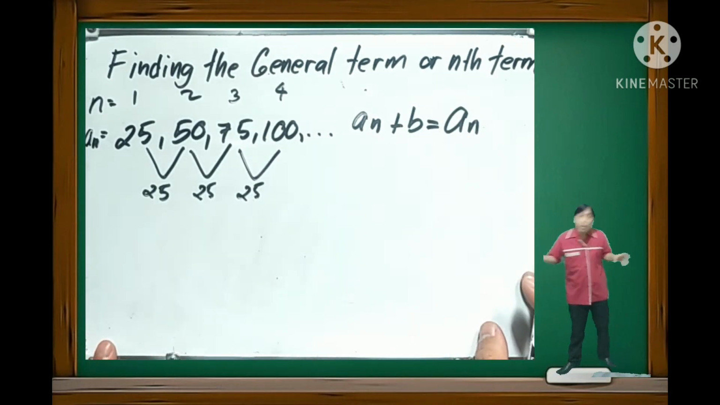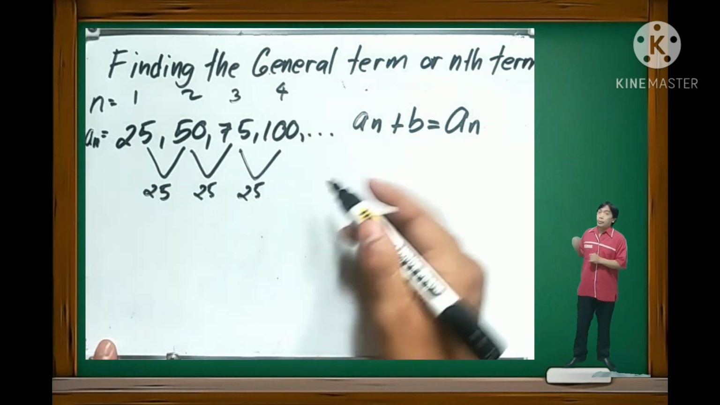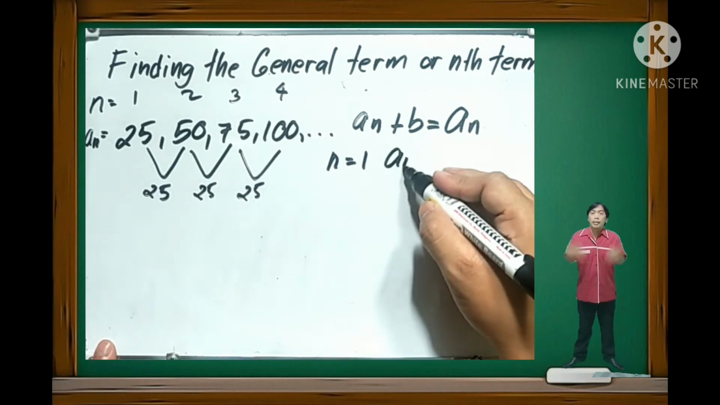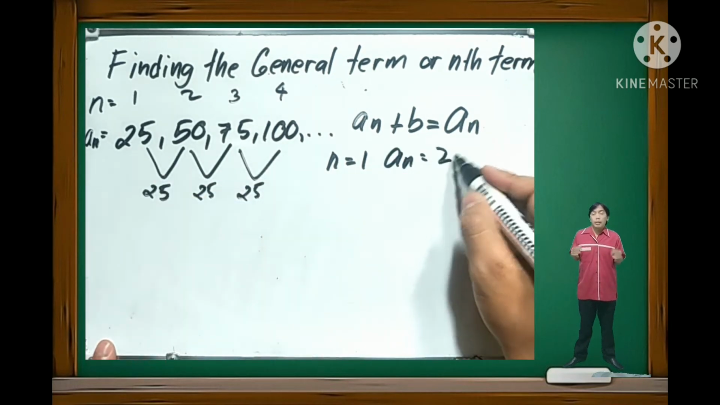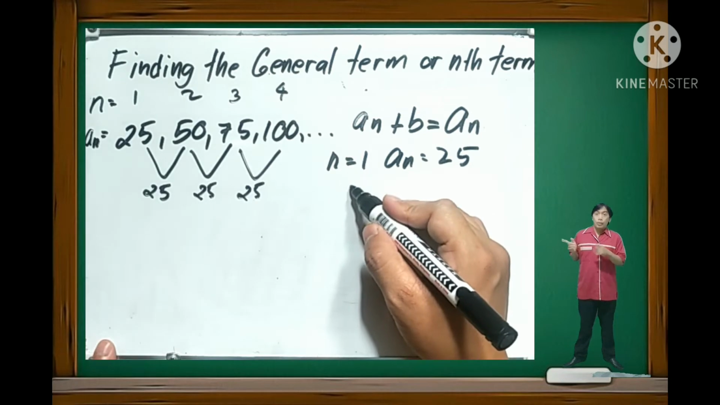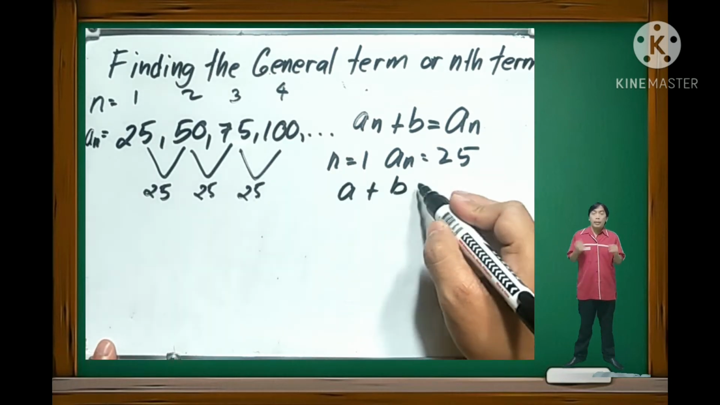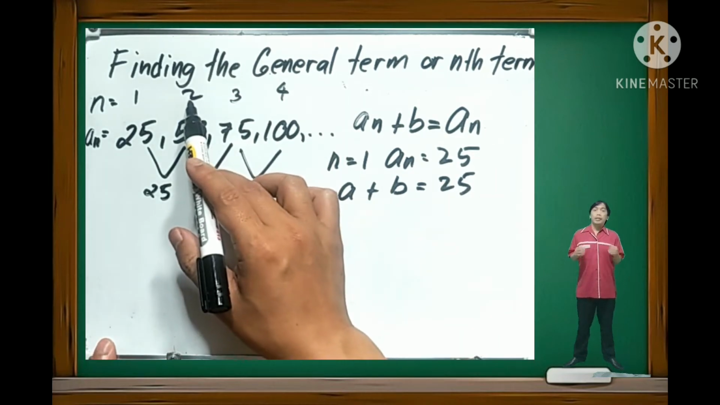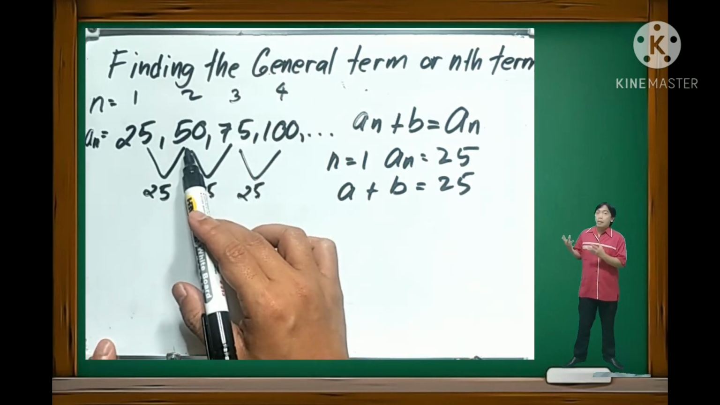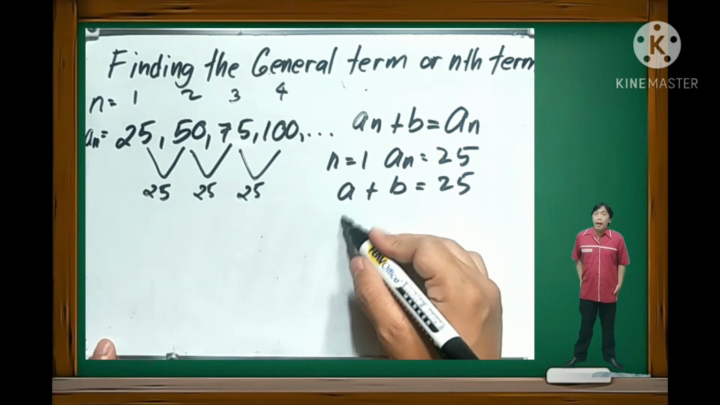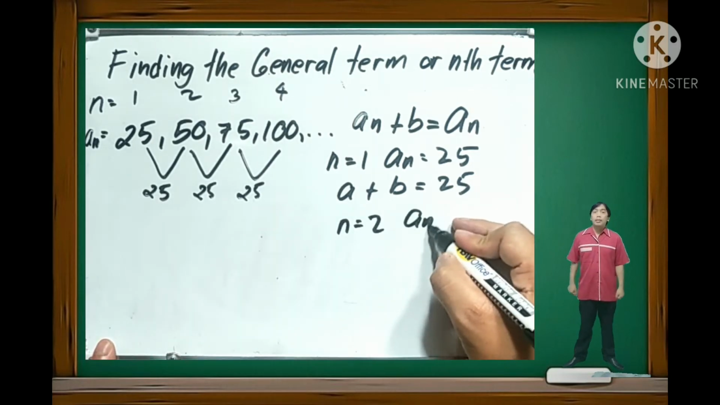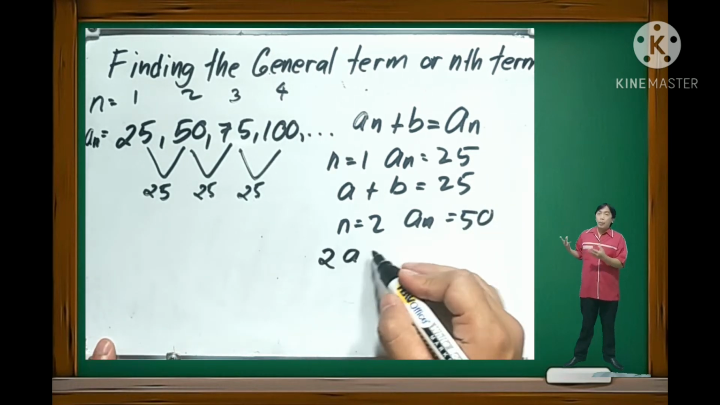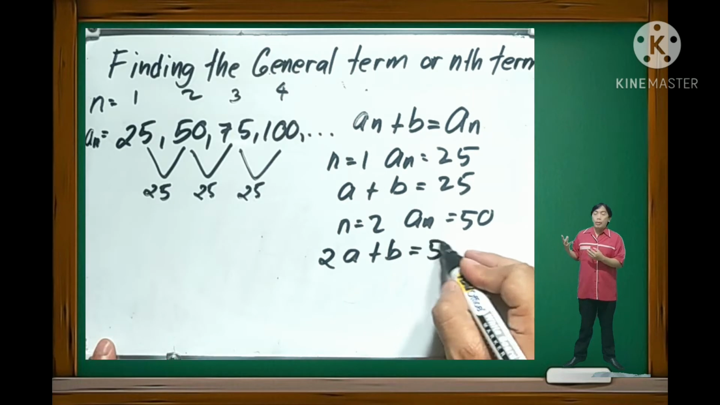Okay, so let us now try to use the first one. When n is equal to 1, then a sub n is equal to 25. So this can be written as a plus b is equal to 25. Now, getting 2 as the value of n, a sub n is 50. So n is equal to 2, our a sub n is equal to 50. So we have 2a plus b is equal to 50.